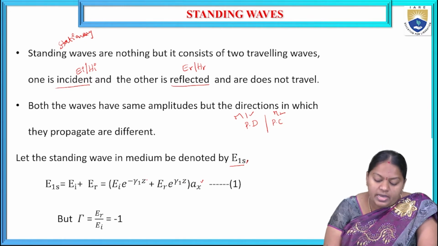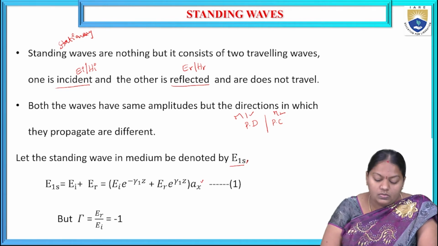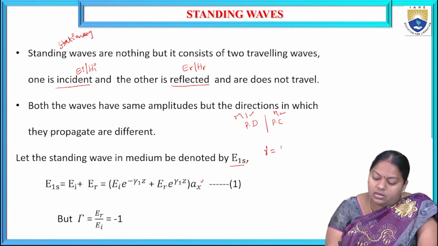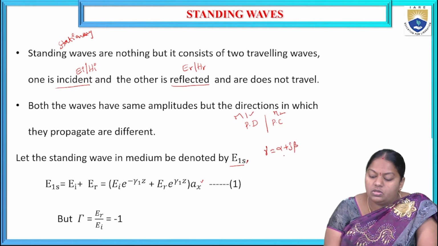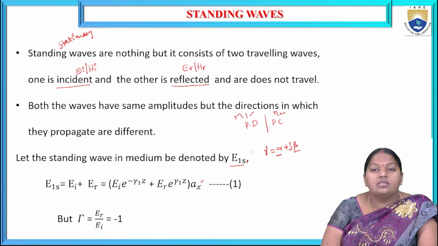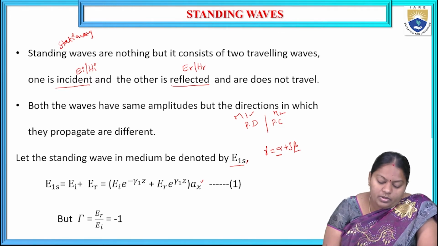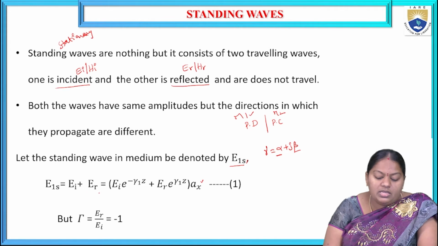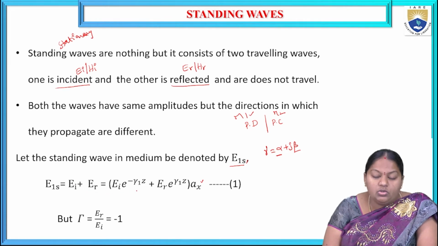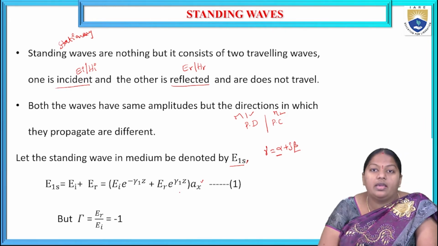Z is the propagation direction, where γ1 is represented as the propagation constant. As we know, the propagation constant γ is a combination of the attenuation constant α and the phase constant β, where α is always the real term and β is always the imaginary term, right? Depending upon this, E1s is given by E_I plus E_R, which is equal to E_I e^(-γ1 z) plus E_R e^(γ1 z), along with the unit vector direction a_x.